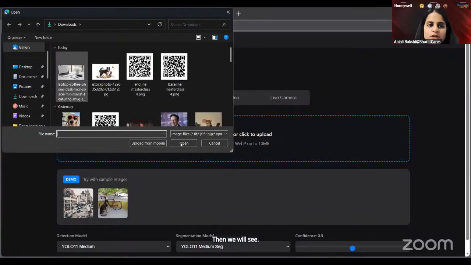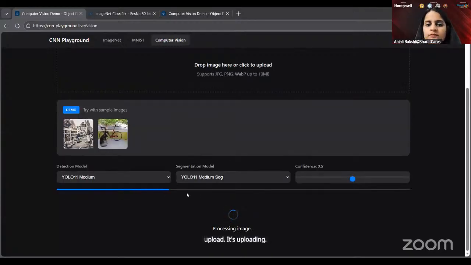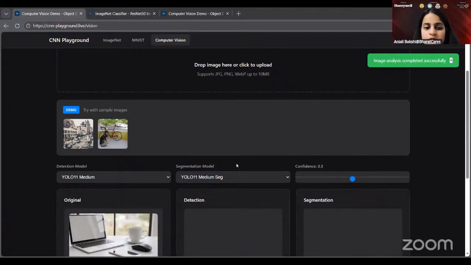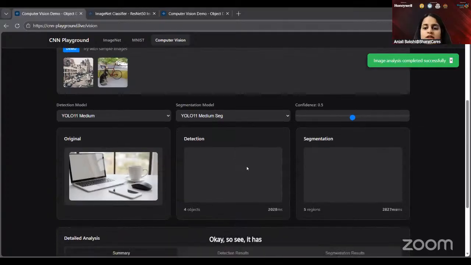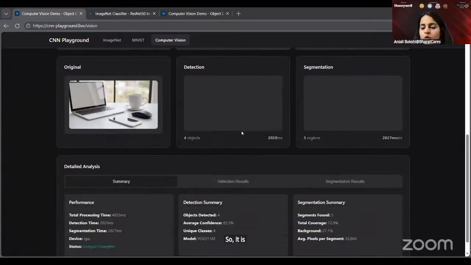Then we will see. It will upload. It's uploading. So let's see if it can detect the objects. Everybody has scanned it. Everybody on the same page. Okay. So see, it has done the detection. It has found out 4 objects, 5 regions. So it is loading. Let it load.